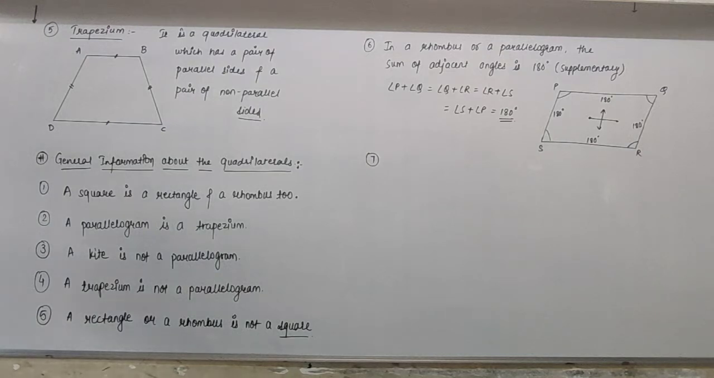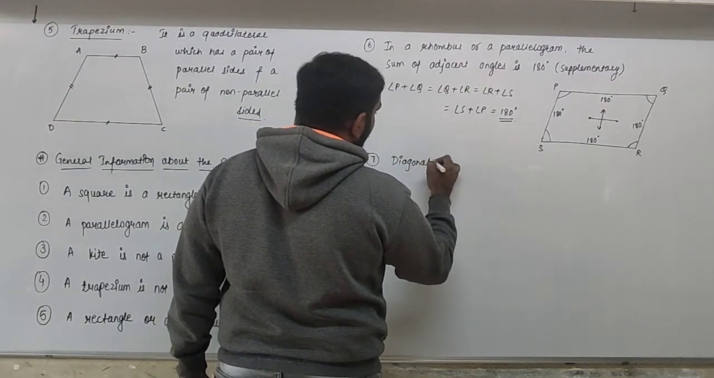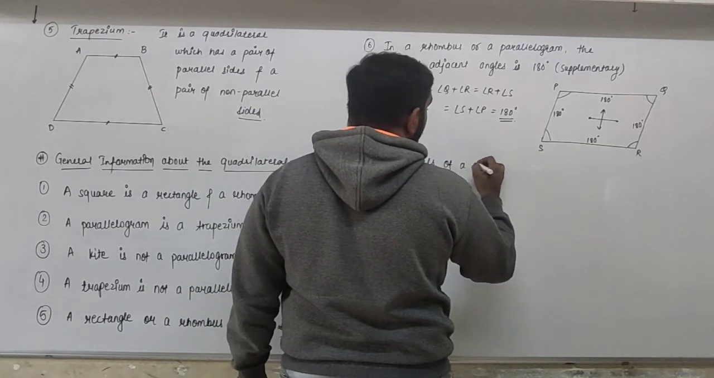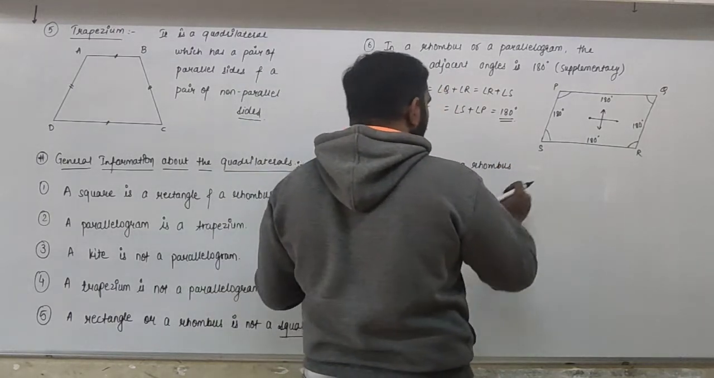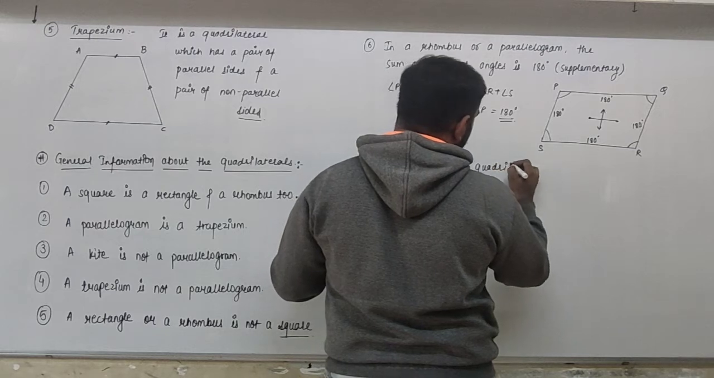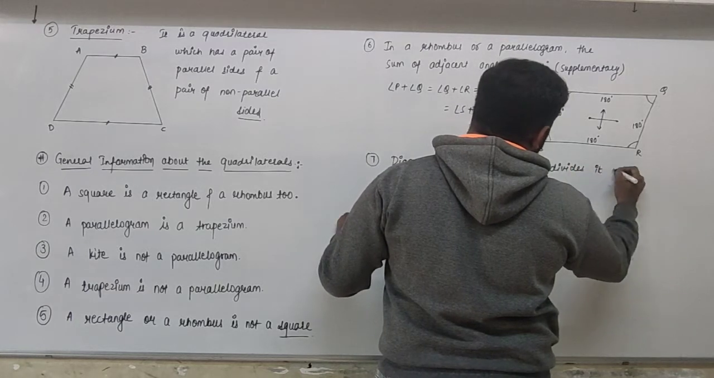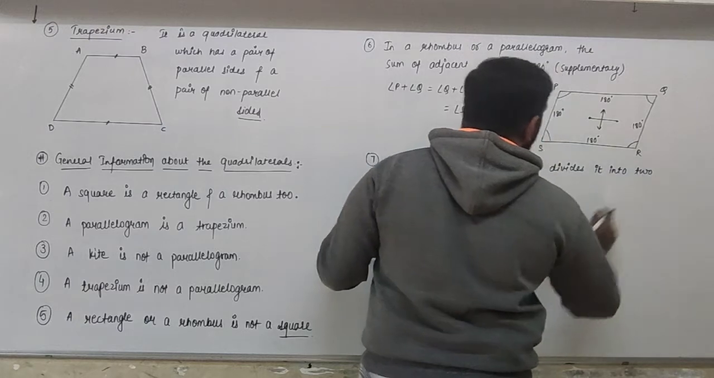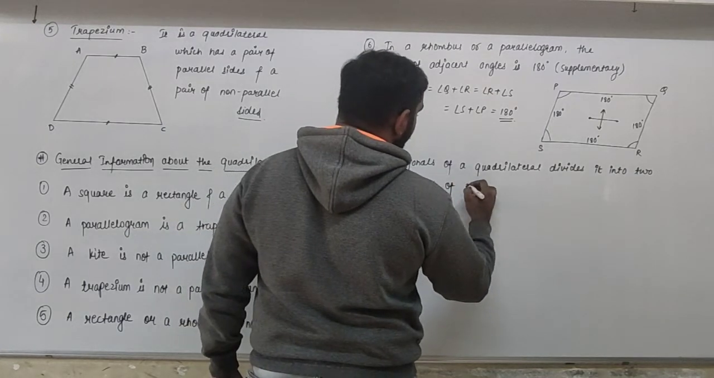Seventh point, we already know that opposite angles in a quadrilateral are equal, right? So from here you can say that diagonals of a rhombus, or you can call it in any way, not just for a rhombus, for all: diagonals of a quadrilateral divides it into two triangles of equal areas.